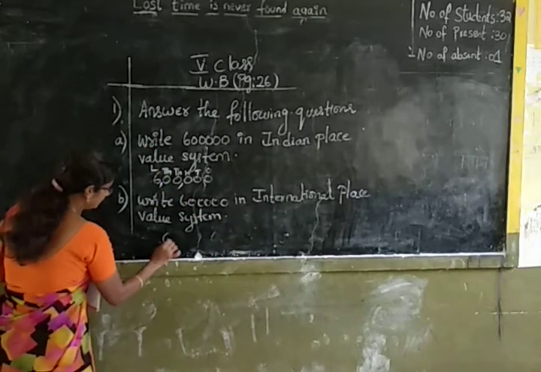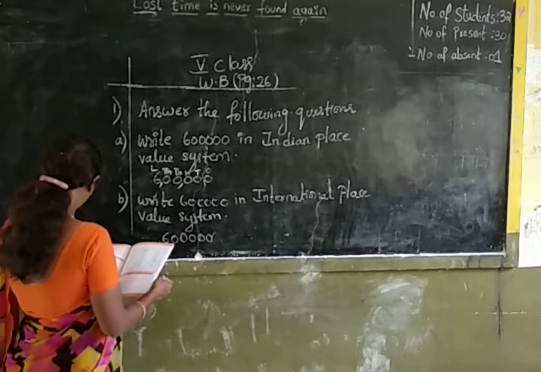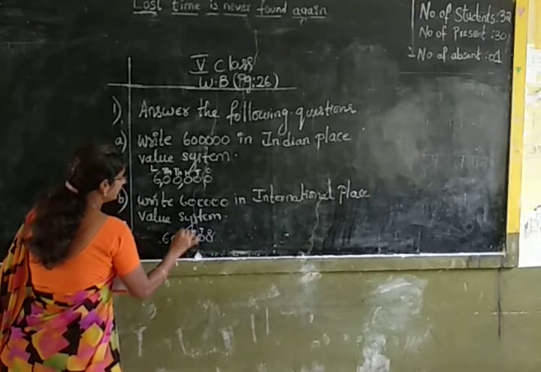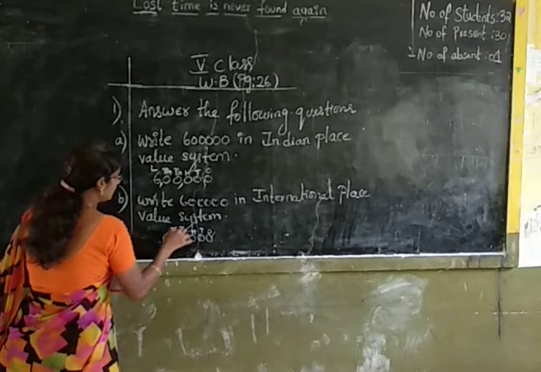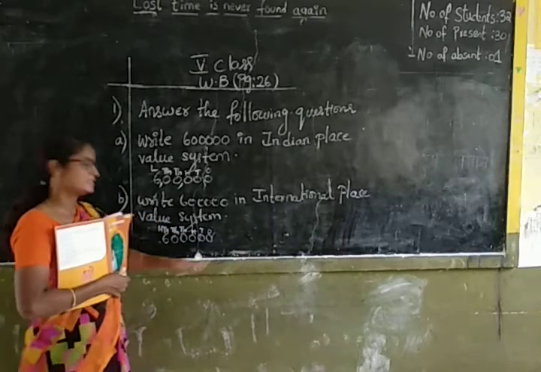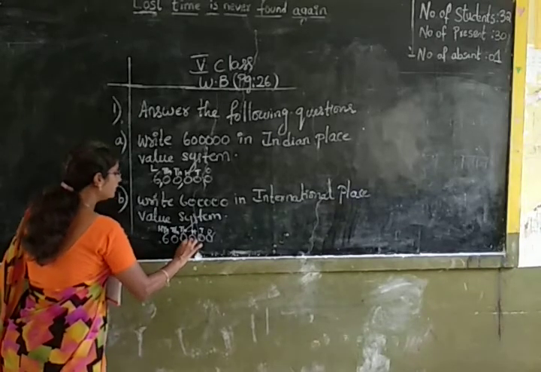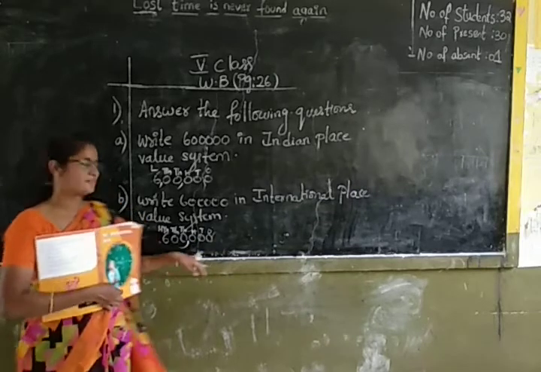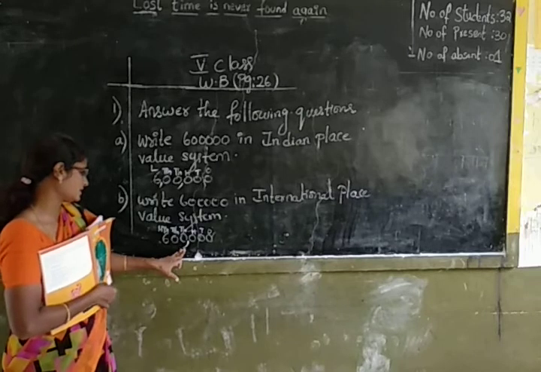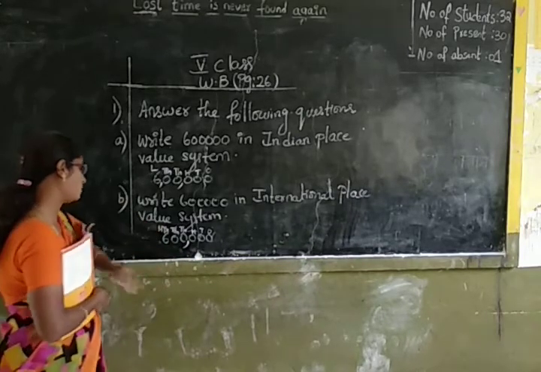Okay, let us write down the number in international place value system. For it, you have to write the places first: ones, tens, hundreds, thousands, 10,000s, 100,000s. In international place value system, you have to place the comma after hundreds place and then after 100,000s place. So this number is 600,000.